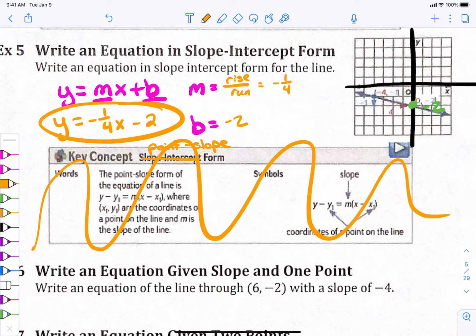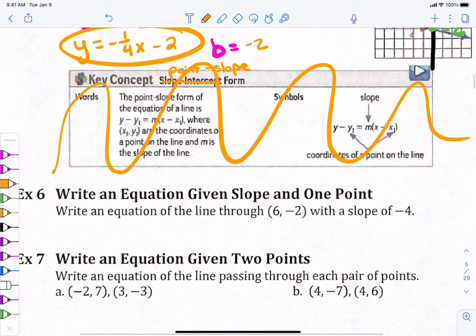So I'm going to change the instructions of your homework assignment. Anytime it says write it in point slope form, you're going to do it in slope intercept form. You don't have to remember a different way of doing it. Everything's going to be in slope intercept form, not point slope form. You can just cross it out. But we're going to do the examples, so don't cross out example 6.